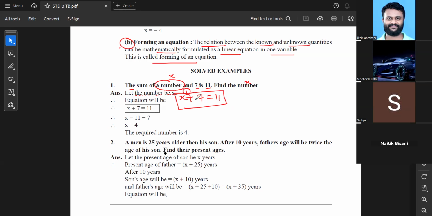Okay. Now, how to find x, you know it very well, because you take 7 to the other side and find x equal to 4. But the point is how to form an equation. That's what we are going to focus on here. Okay. Now let's go for the second question.